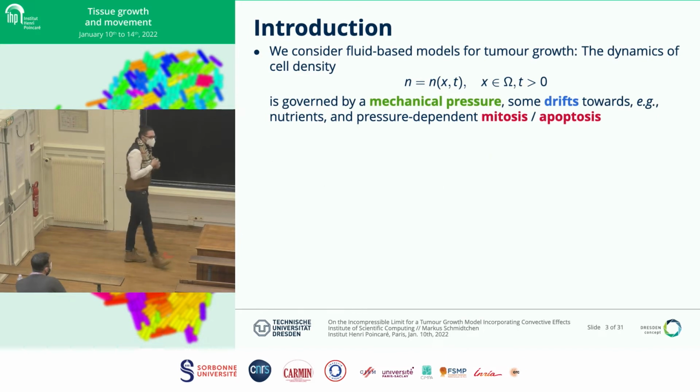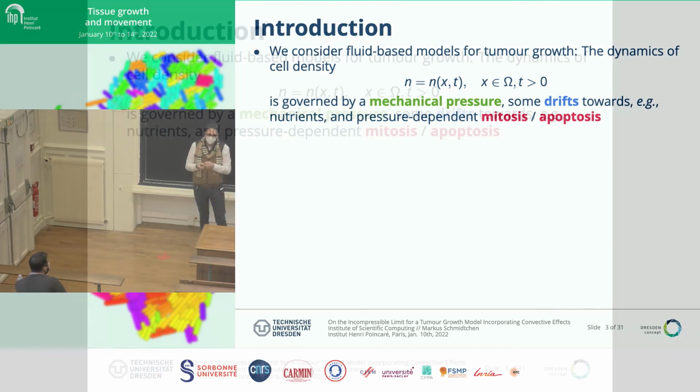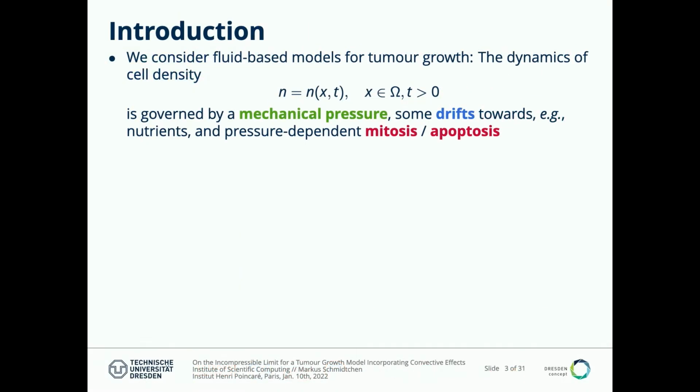The very foundation for the model is that we start with this macroscopic approach where the tissue is described by its density, which will be denoted by n of x and t throughout the entire talk. And I'd like to incorporate three mechanisms, essentially. There's a pressure that avoids overcrowding. There's some drift, and this is the novelty of this work, and some cell growth and death.